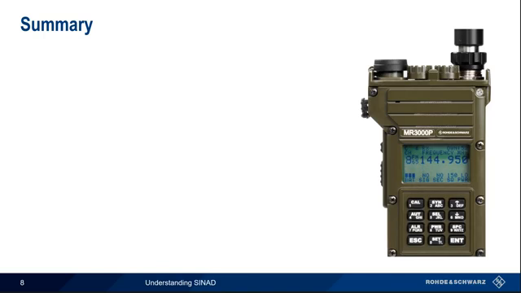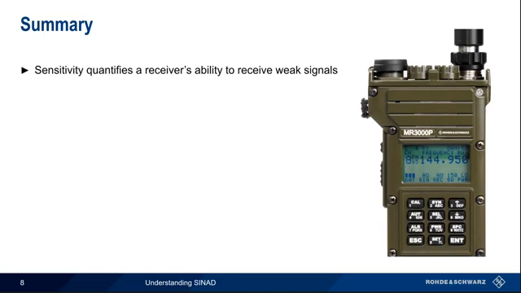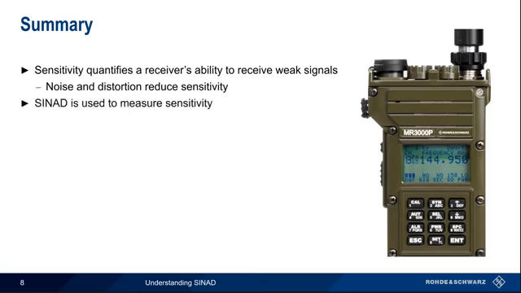So in summary, sensitivity quantifies the receiver's ability to receive weak signals. High sensitivity is usually desirable because it allows reception of signals that might otherwise not be detected or demodulated. Both noise and distortion reduce the receiver's ability to hear weak signals, that is, they reduce sensitivity. Although there are various ways to define and measure sensitivity, sinad is the preferred method for measuring sensitivity in many analog receivers because it takes into account the effect of both noise and distortion.